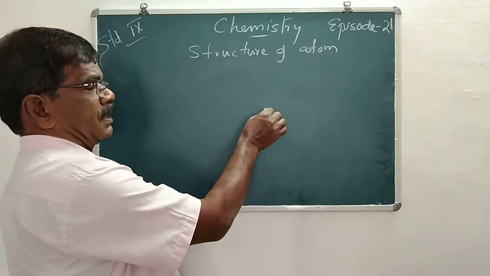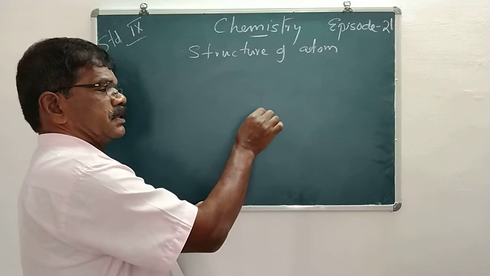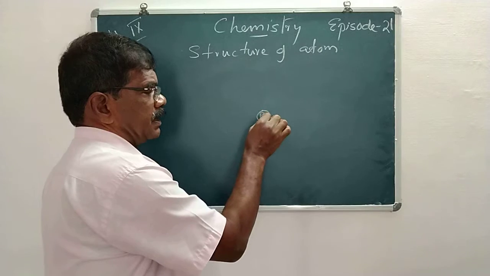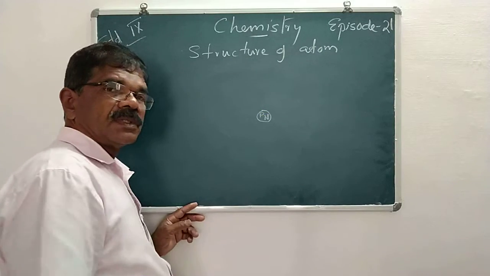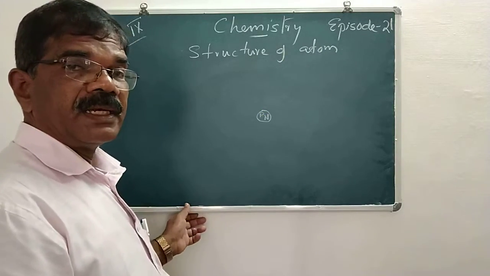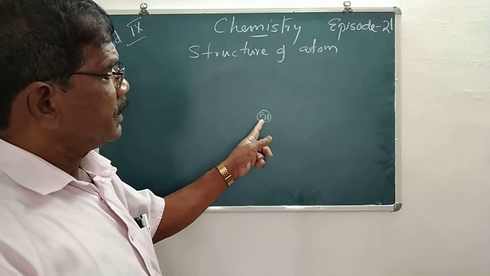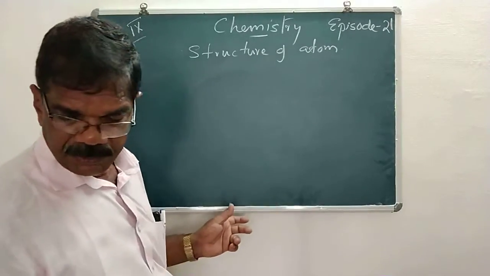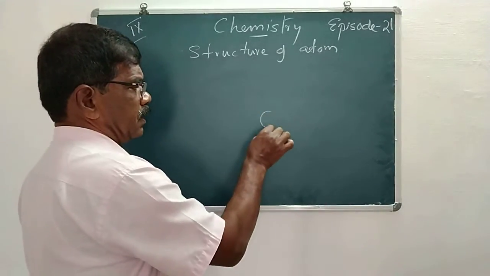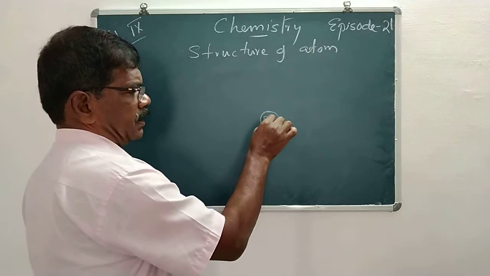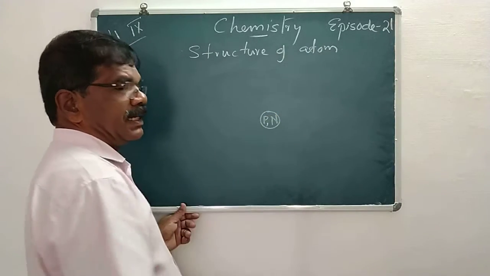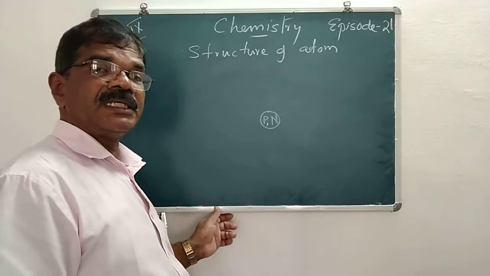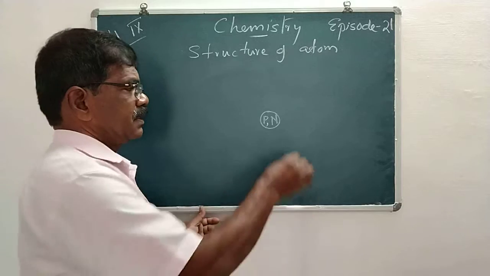We have learned that the center of an atom is called the nucleus. The nucleus contains protons and neutrons. Protons and neutrons are also called nucleons, since they are found in the nucleus. The electrons are revolving around the nucleus in definite paths. These paths are also called shells.